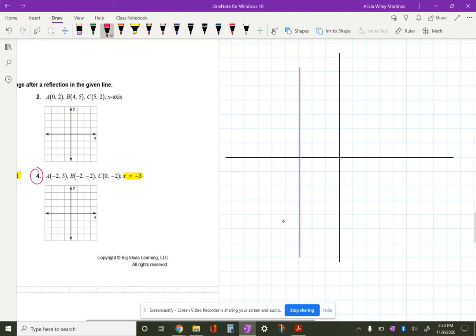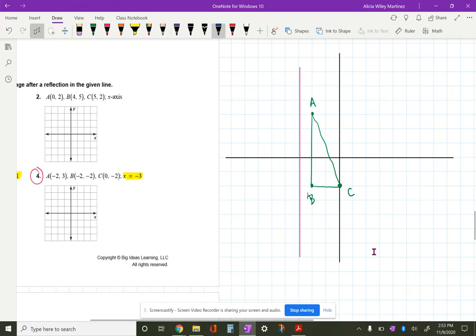So I'm going to go ahead and graph my image. I'll use green for my image. So I'm going to do -2, 3, and I'm going to label it A, and then -2, -2. That's going to be your B, and then 0, -2. That's going to be C. Okay, and then I connect those, and it looks like that. So there you go. So now I'm going to reflect this over x equals -3.